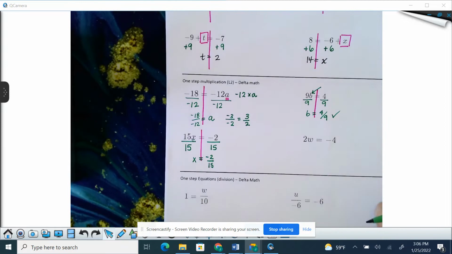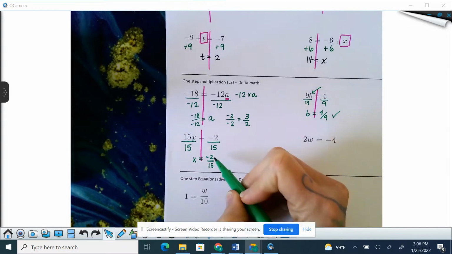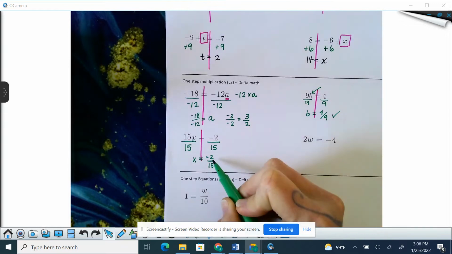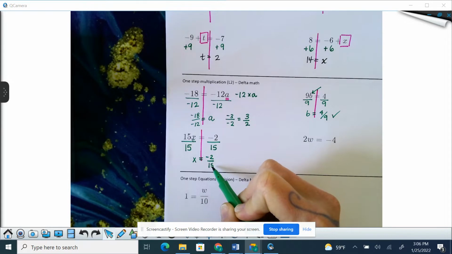It's a common mistake and a silly reason to miss an equation, because you didn't miss it because of not being able to do the math. You did it because of careless errors, and careless errors are frustrating. So negative 2 over 15. 2 obviously is only divisible by 1 and 2. 15 is only divisible by 1, 3, 5, and 15. So this one also cannot be reduced. So you're done here.